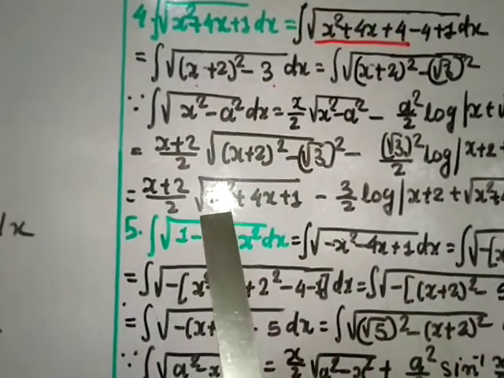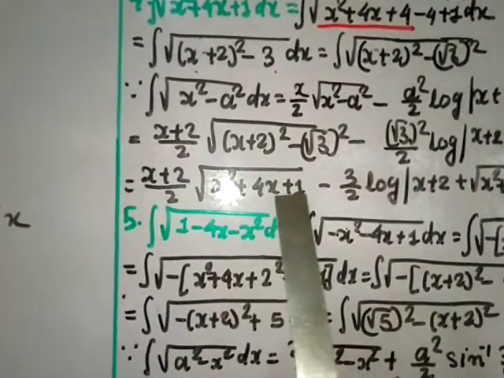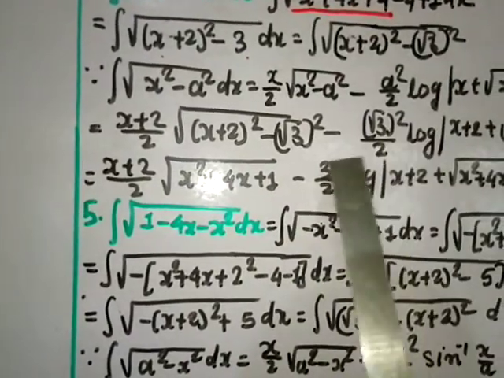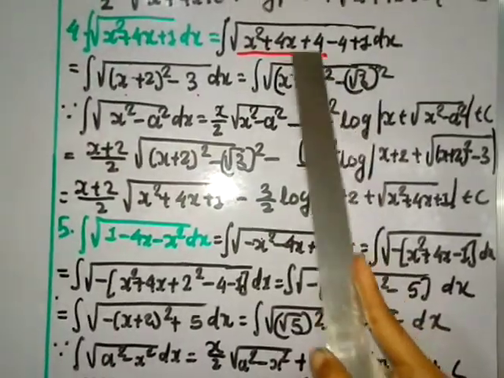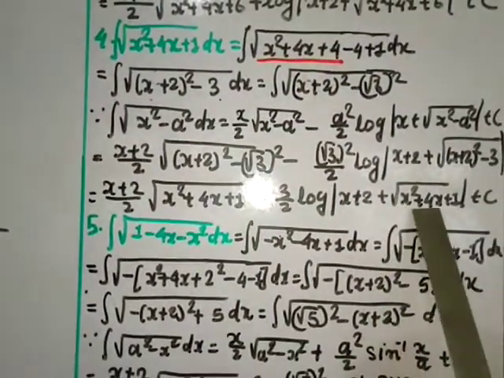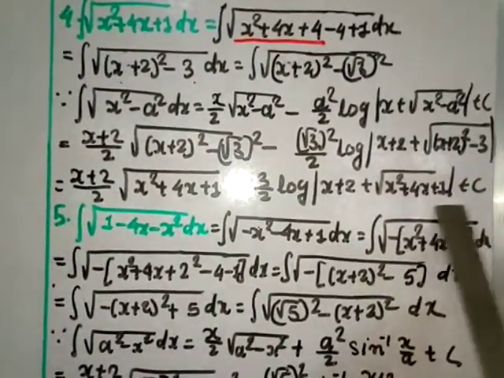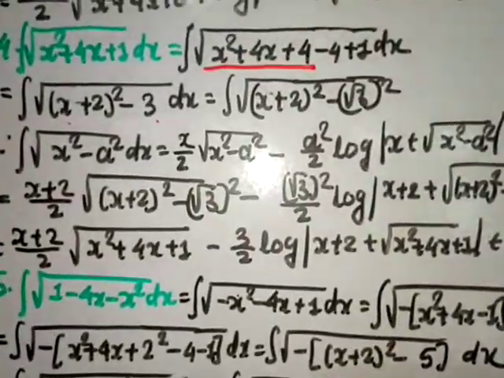Okay, so I'll put back under the square root x square plus 4x plus 1, minus root 3 square, which is 3, divided by 2 log of x plus 2. Here also this value is nothing but what you have brought from here. So I put back x square plus 4x plus 1 under the square root, plus c. So that is the answer for question number 4.